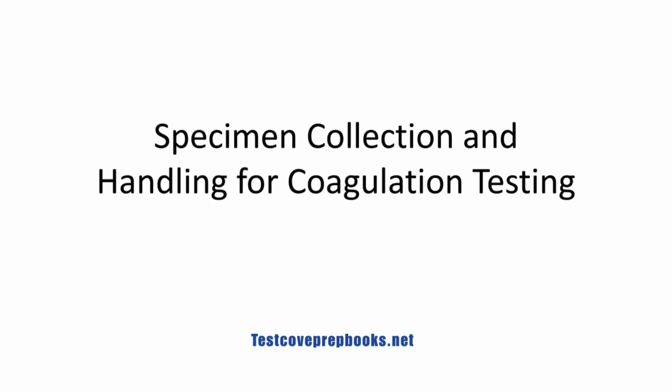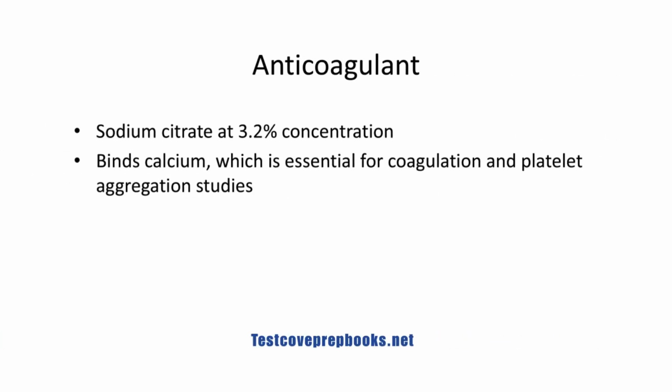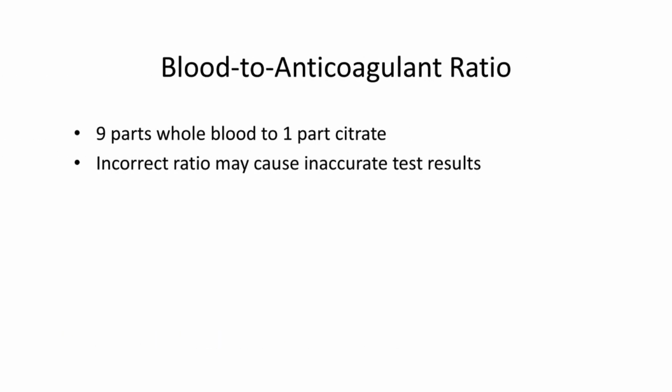Now let's review specimen collection and handling for coagulation testing. The anticoagulant of choice is sodium citrate at 3.2% concentration. This works by binding calcium. Since calcium is essential for both coagulation and platelet aggregation studies, this prevents premature clotting in the tube. For accuracy, the ratio of whole blood to anticoagulant must be 9 parts blood to 1 part citrate. If this ratio is not correct, test results may be inaccurate.